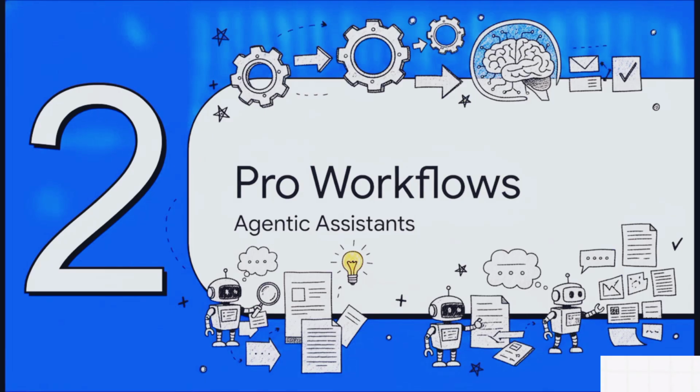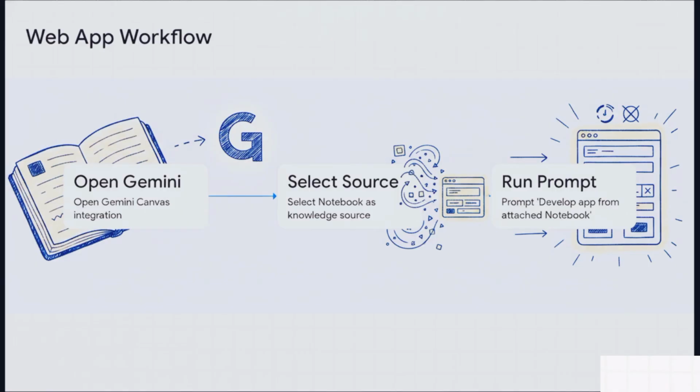Section 2. Pro Workflows and Agentic Assistance. All right, here are the practical applications that actually take you from passive reading to active creation. This is probably the most powerful workflow available right now, turning your sources into a working web app in under 2 minutes using the Gemini Canvas integration.